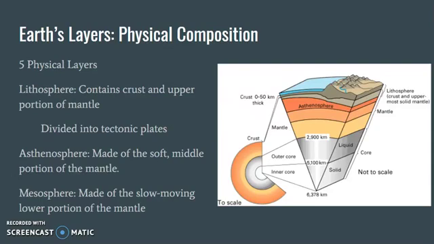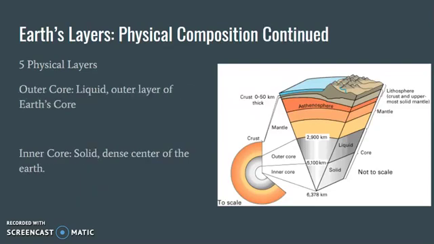Finally, down there we've got the mesosphere. The mesosphere is our very middle portion of our Earth, and this is the lowest portion of the mantle. This portion of the mantle flows much more slowly. That's how we differentiate between the mesosphere and the asthenosphere. The asthenosphere moves more quickly, the mesosphere moves much more slowly.